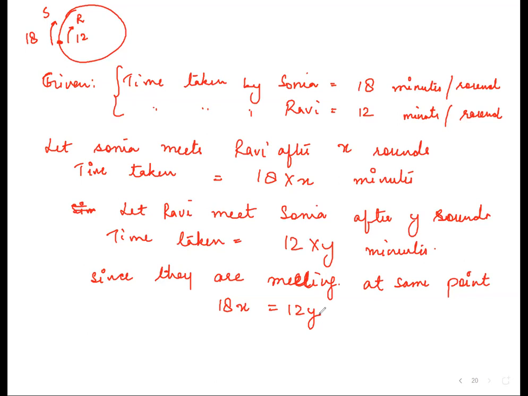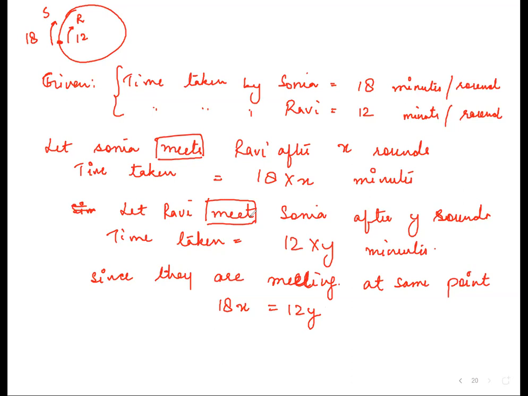How I have written 18x into 12y. So x is actually when they meet. Okay, x is that round when they are meeting, right? y is that round when they are meeting. So when they are meeting, the time taken by Sonia will be equal to the time taken by Ravi.